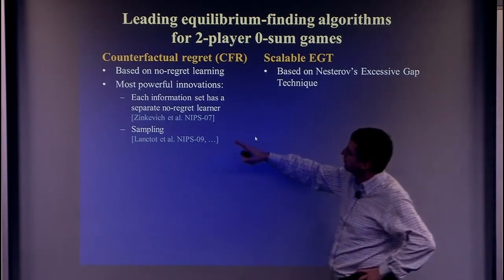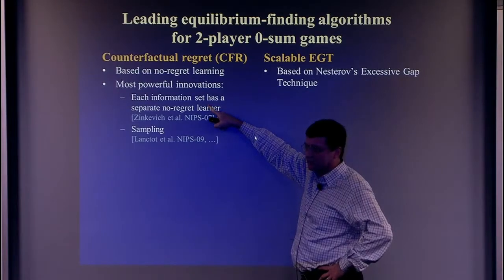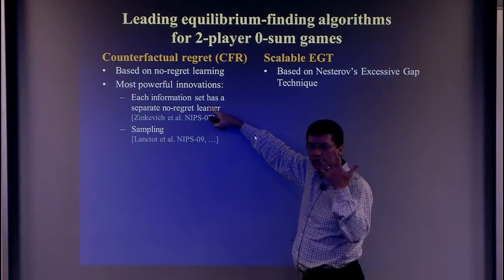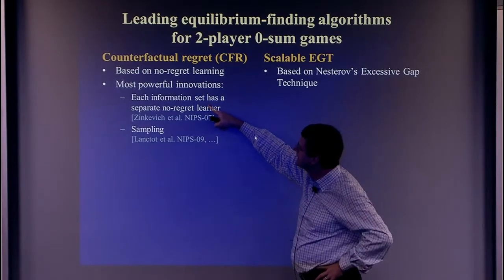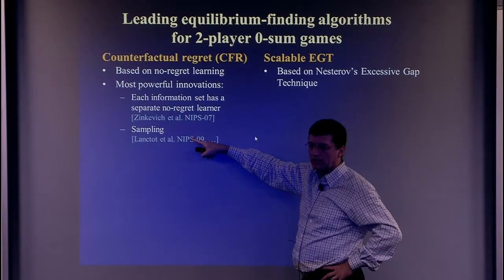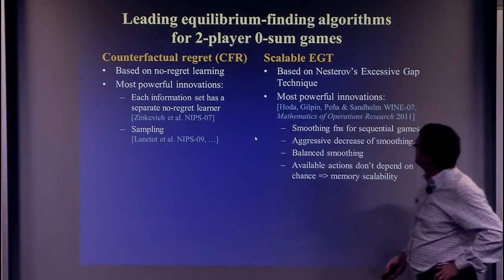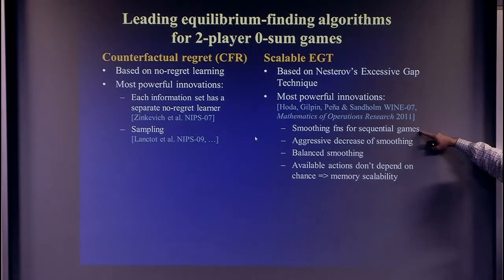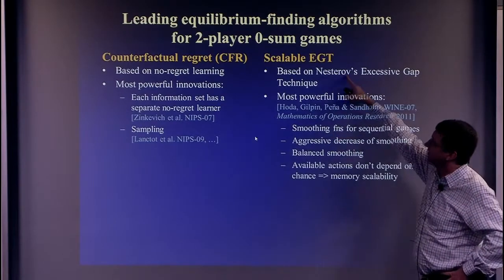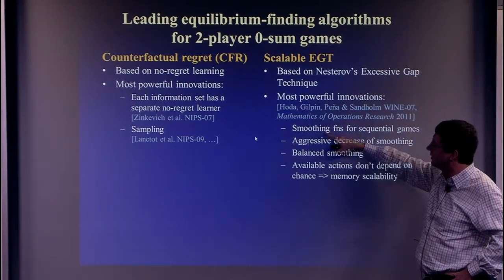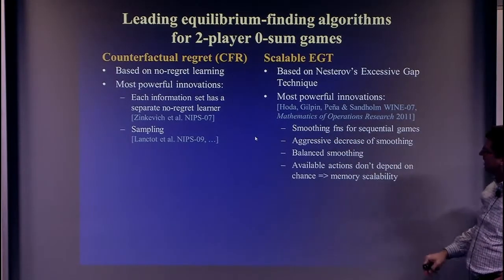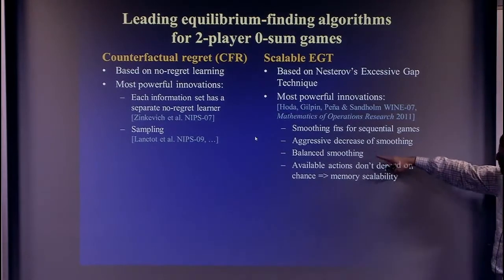Most powerful innovations on top of that here: each information set can have its own no-regret learner, which makes it possible, instead of doing no-regret learning in the whole space of strategies. And sampling. You can sample the tree instead of actually doing full traversals. Here, most powerful innovations: a smoothing function for sequential games. This is called a prox function, and without the prox function, this technique doesn't work at all. It wasn't clear that you can actually even make one for sequential games, but you can. Then there are some changes to the algorithm itself, more aggressive decrease of smoothing and balanced smoothing.